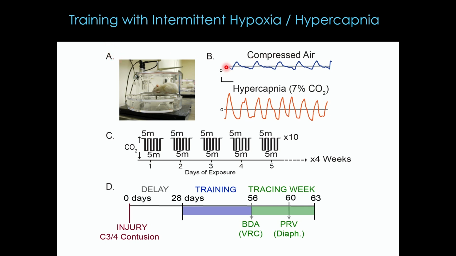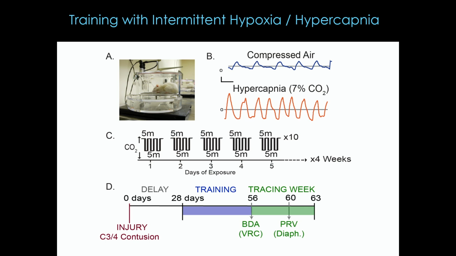So we expose them to either just normal compressed air, or eupnic breathing, which is just regular non-trained animals, or we can change the gases they breathe, lowering the oxygen or increasing CO2 to make those respiratory networks work much harder. And we do this in an intermittent way. So we have 5 minutes of training, 5 minutes of rest, and repeatedly, it's almost like doing sets at the gym. These respiratory muscles are working, then resting, and vice versa.